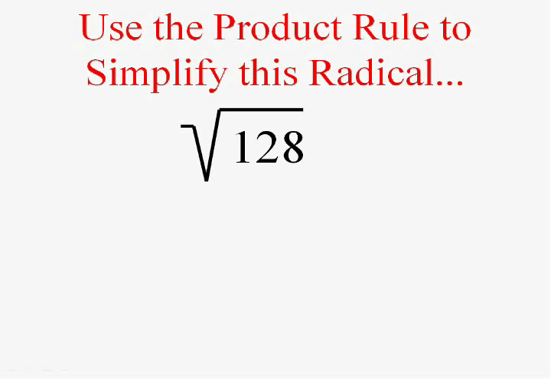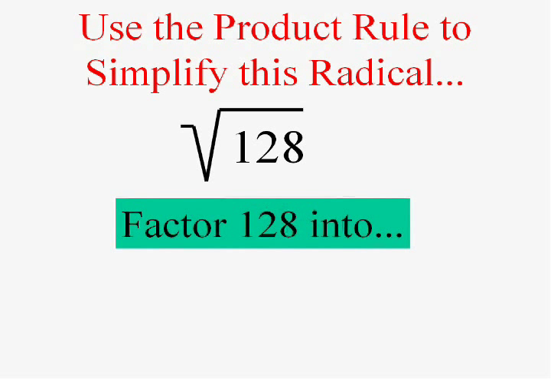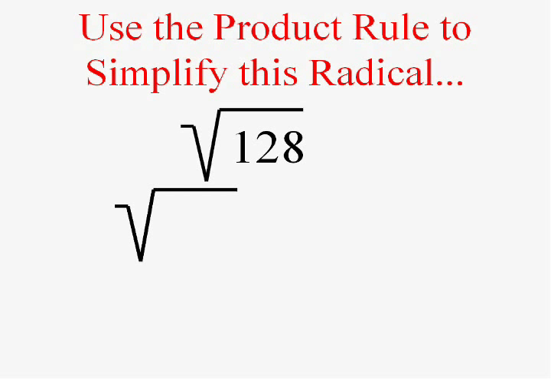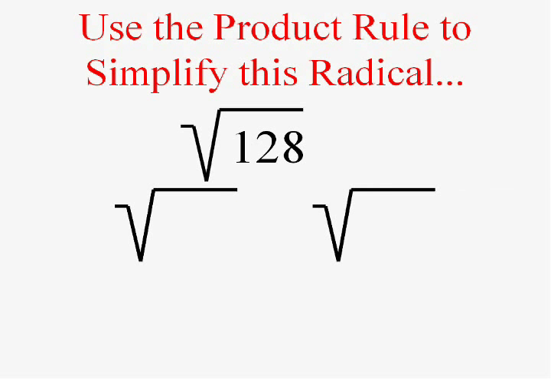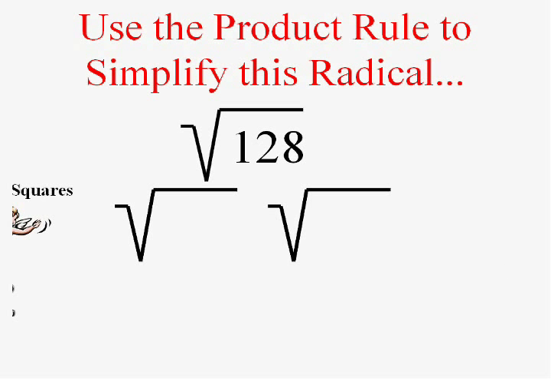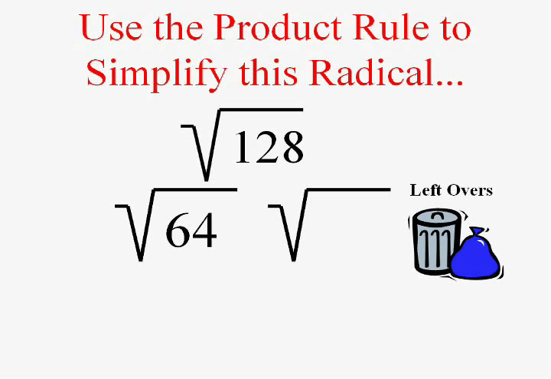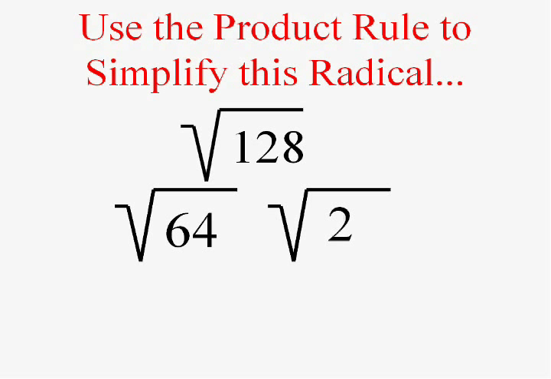Now don't let this large number scare you. There may be, or there should be, something. You just keep trying perfect squares until you find one that goes in. I'm going to factor 128 into the largest perfect square that goes into it times whatever's left over after I take that out. In this case, the largest perfect square is 64, and 128 divided by 64 leaves me with 2. Now the square root of 64 is 8, and the square root of 2 is just the square root of 2.